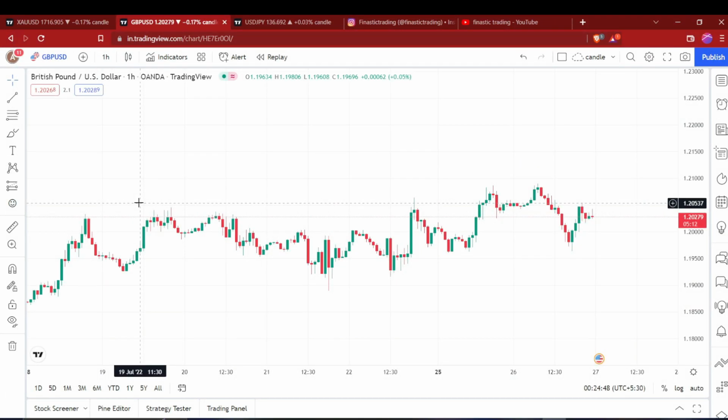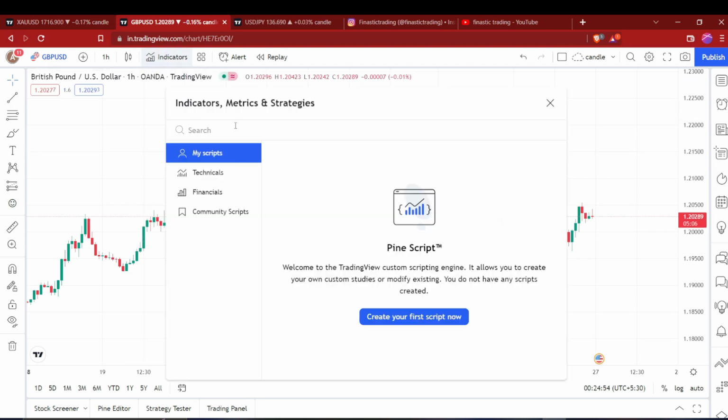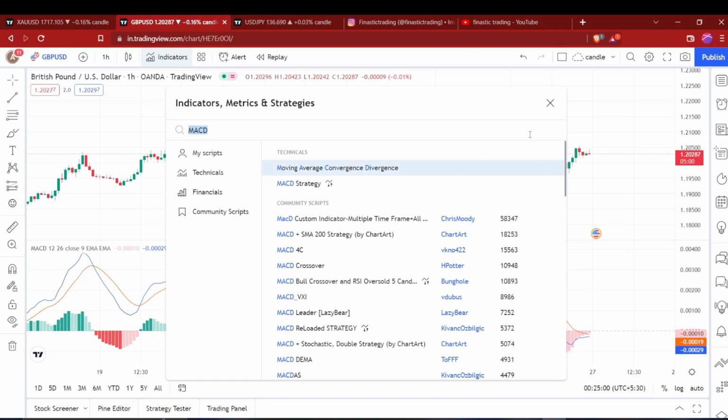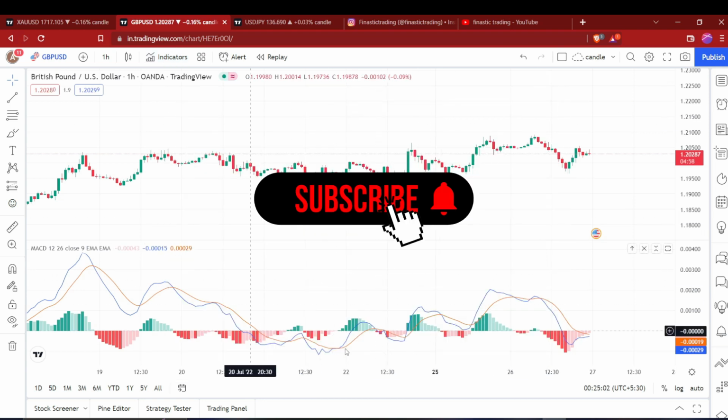So the very first thing which we need to do is apply the indicator. Go to the indicators tab and search for MACD. This is the one we want. Click on it to open it. And this is what we call the MACD indicator. There are four components in this indicator. I'll explain it to you.